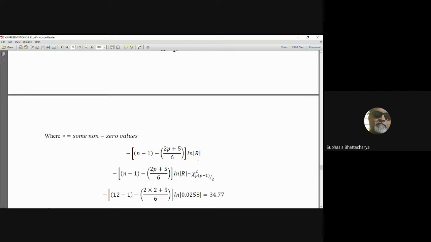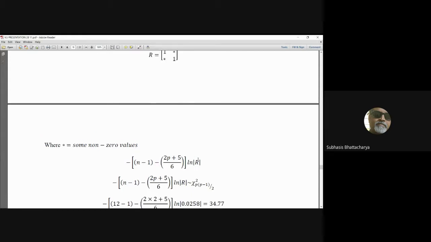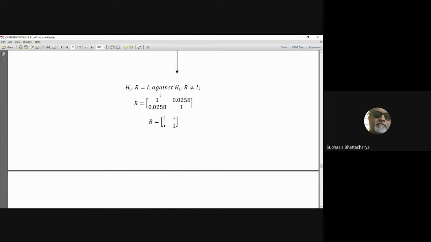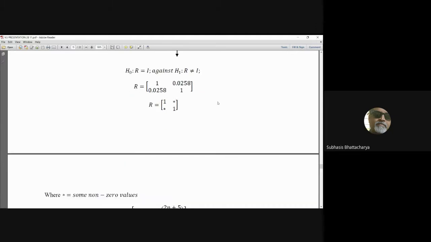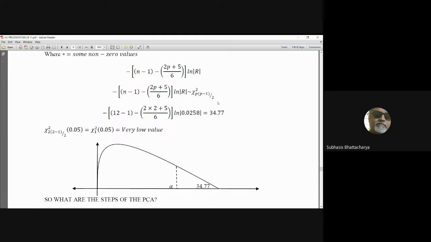And if you find that it is beyond the critical region, the acceptance or rejection kind of thing, what you are doing in hypothesis testing, that it is beyond the acceptance level, then we are rejecting this null. That means the correlation is not unitary, the correlation is varied. So the correlation coefficient is varied. That is what the Bartlett test gives us.